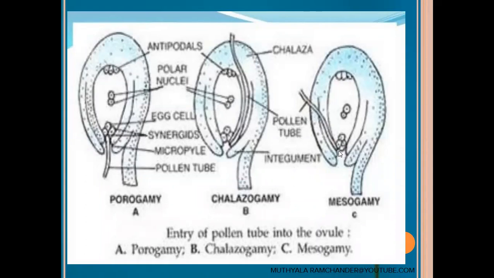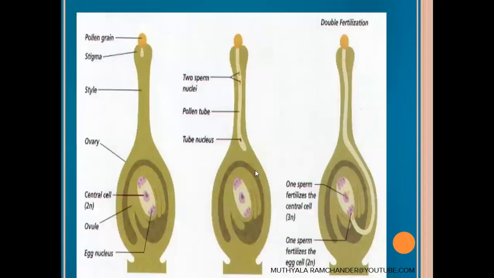At the micropylar region of the ovule, the pollen tube finally reaches the ovule and enters it in three ways: porogamy, chalazogamy, mesogamy. Whichever of the three ways the pollen tubes take, they finally reach the micropylar region, and at the end of this region the pollen tube is received by the synergids.